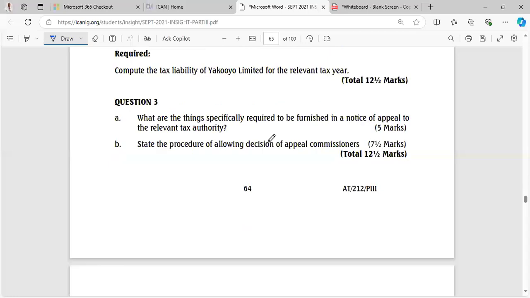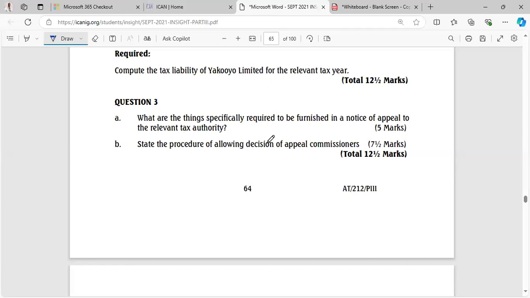Question number 3 is asking about the things that are specially required to be furnished in a notice of appeal to the relevant tax authority. You need to furnish the year of assessment. You also need to mention the assessable profit that is in dispute, the taxable profit that is in dispute, and the tax liability that is in dispute.